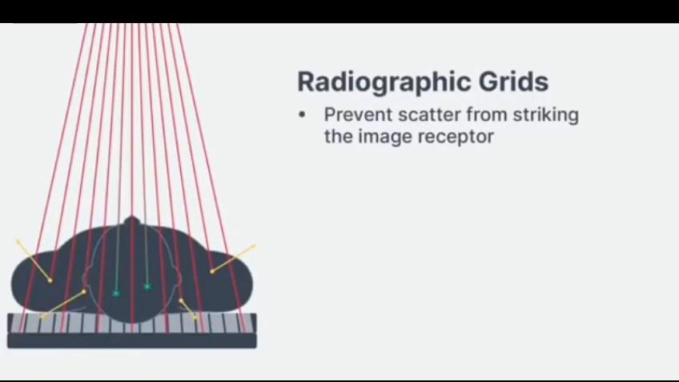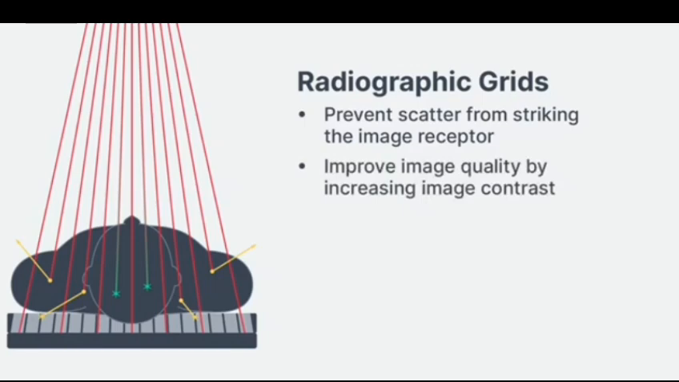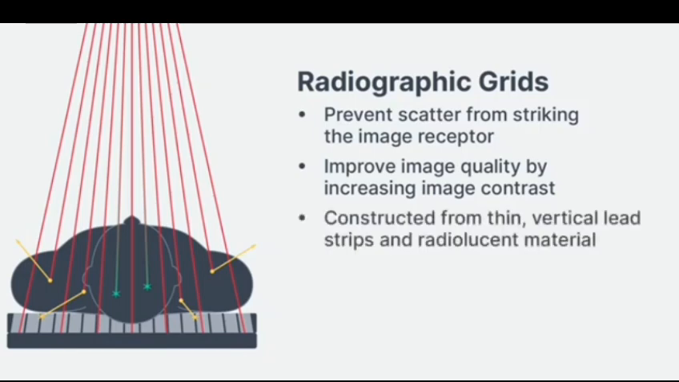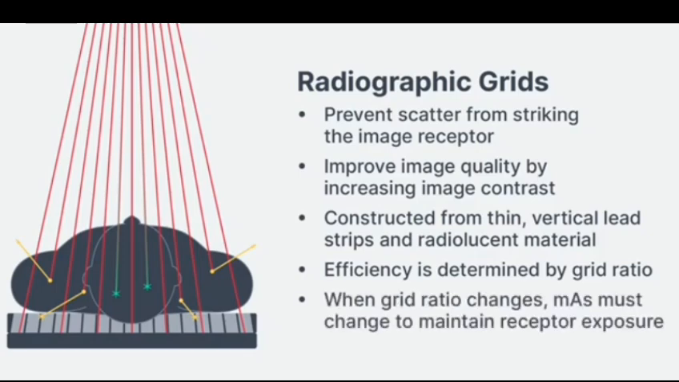To summarize the key points, grids prevent scatter from striking the image receptor. Grids can improve image quality by increasing image contrast. Digital processing does most of the work, but sometimes grids help. Grids are constructed from very thin vertical lead strips spaced apart by a radiolucent material. The efficiency of a grid is determined by the grid ratio, which is equal to the lead strip height divided by the space between the strips. Finally, when changing grid ratio, the mAs must also be changed to maintain the correct receptor exposure.